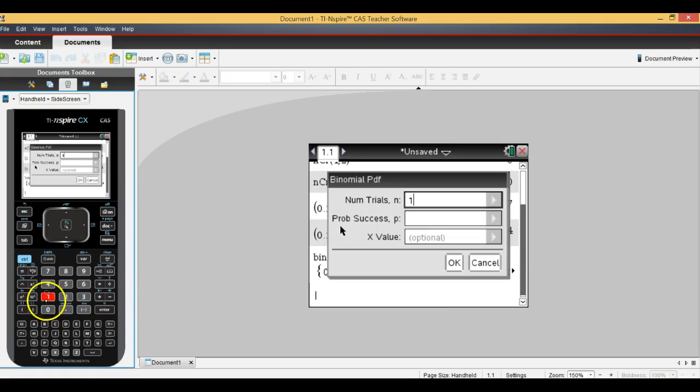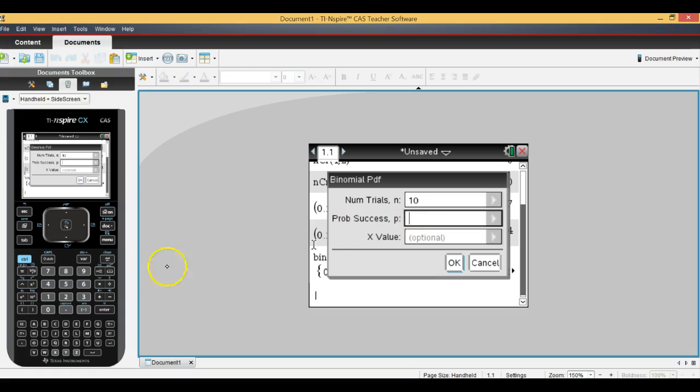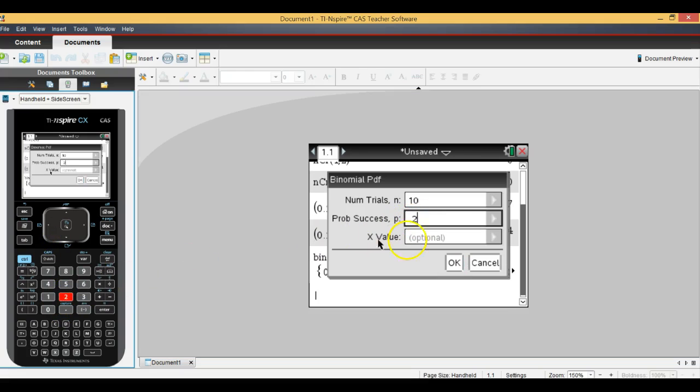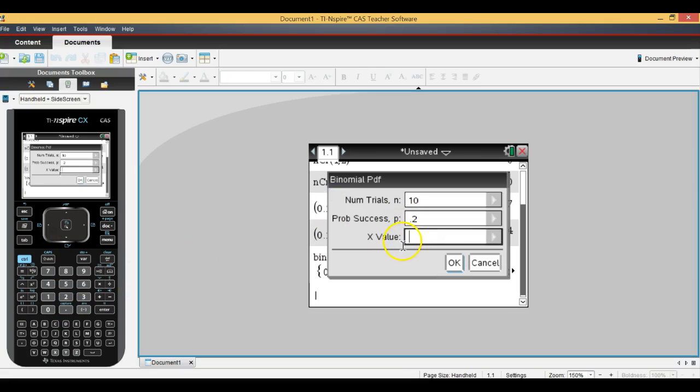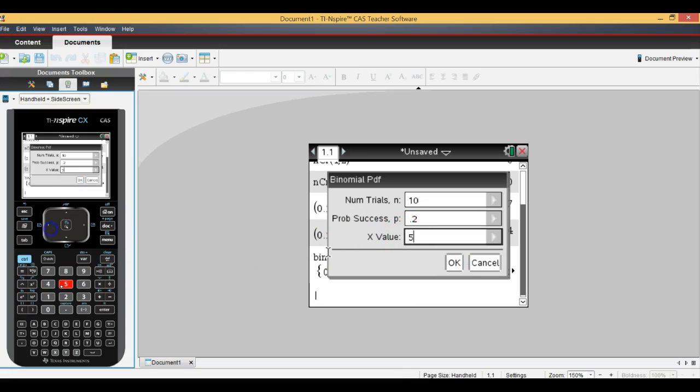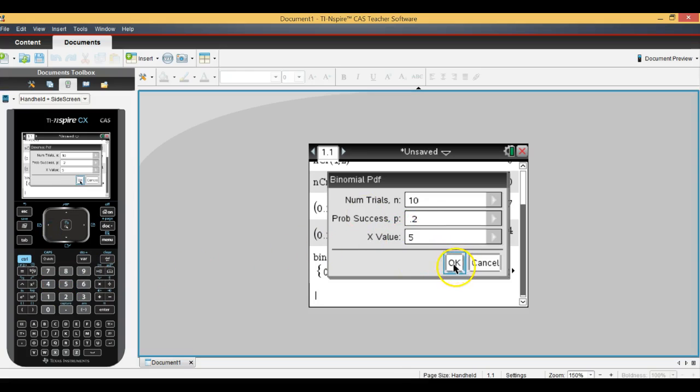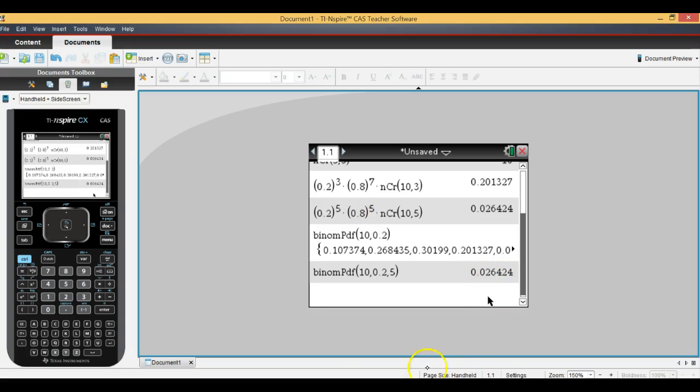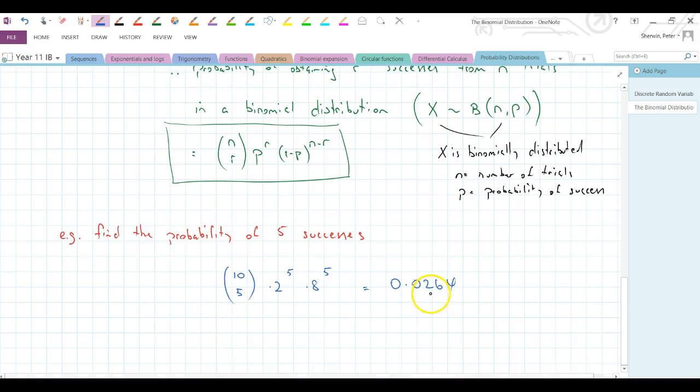Now the number of trials again, we'll put in 10 there. The probability of success 0.2. Let's just put in our X value. So the number of successes we're interested in is 5. Hit OK, and what we'll get is 0.026, which is what we got here. So that's straight in. This is the manual method. The calculator will do it for you.